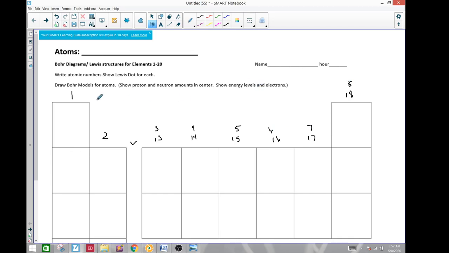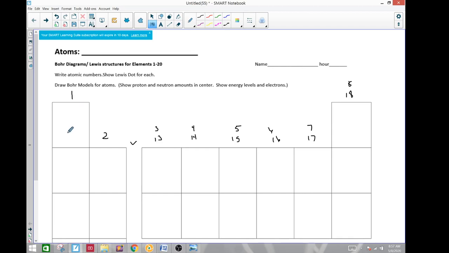Now this thing says draw a Bohr model for atoms. Okay, so draw a Bohr model, show protons and neutrons amounts in center, show energy levels and electrons. Write atomic number for each, show Lewis dot for each. Okay, so not too many here, but a little bit of work to do here. So let's do the Bohr model first.